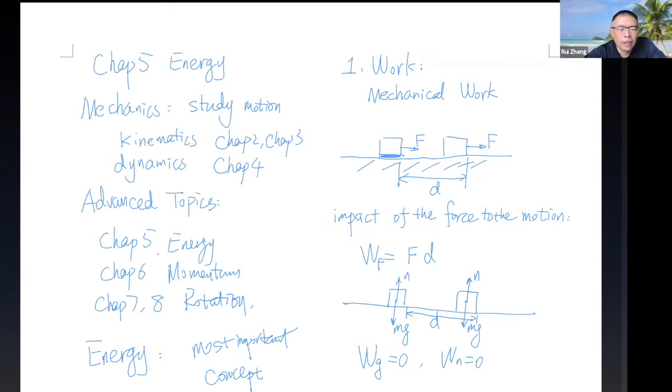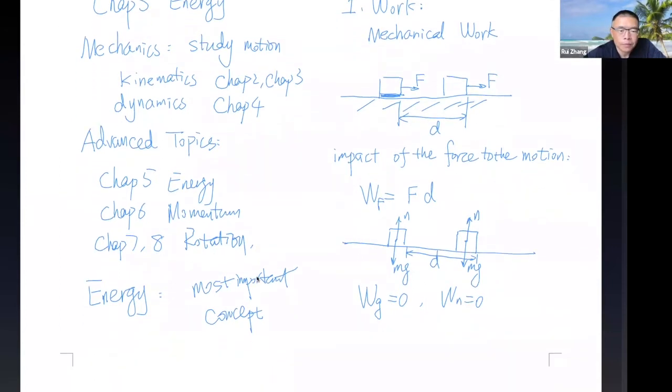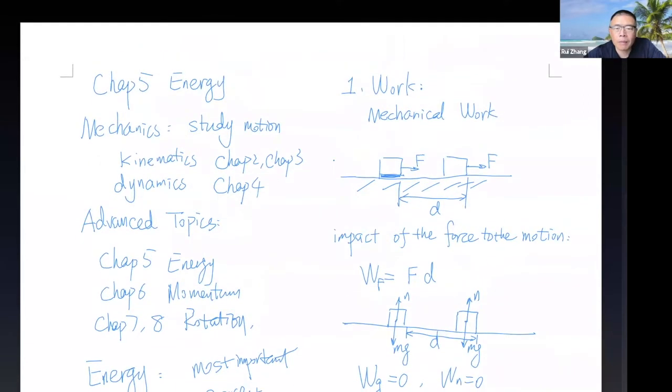And then these two are basically very useful concepts to have in order to give you a faster way of solving problems. And then we have chapter 7 and 8, which is basically talking about a specific kind of motion, okay, which is rotation. And we start from talking about work in Monday's lecture.